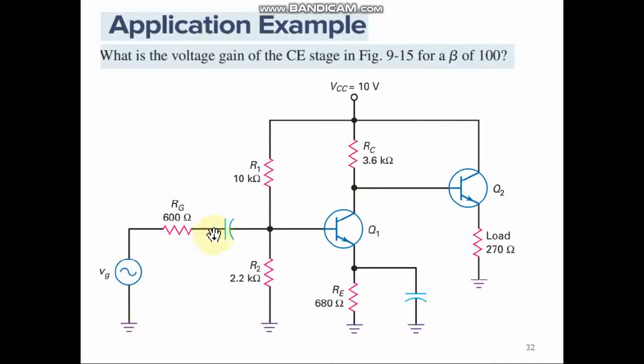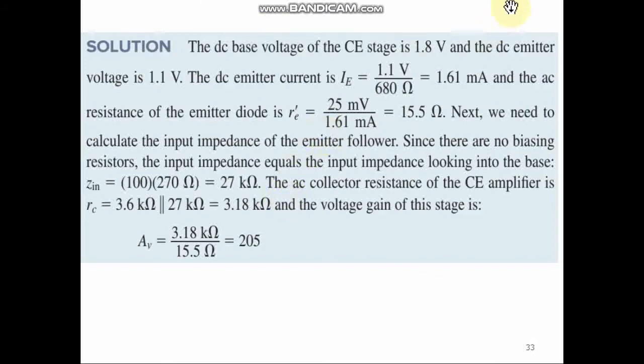Okay, to perform the DC analysis, we will make this capacitor open, and then you can find out the DC values. And the AC resistance of the emitter diode will be RE dash, which is 15.5 ohm. Next, we need to calculate the input impedance of the emitter follower. Since there is no biasing resistor, the input impedance equals the input impedance looking into the base. Now Zin will be nothing but beta and RE. So that is equal to 27 kilo ohm.